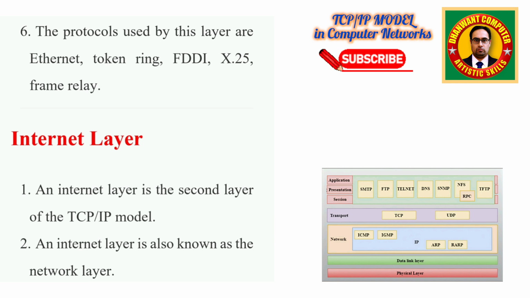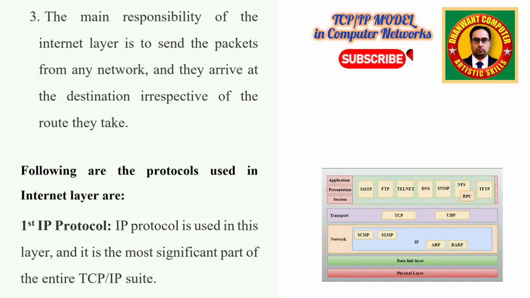Internet layer. 1. An internet layer is the second layer of the TCP/IP model. 2. An internet layer is also known as the network layer. 3. The main responsibility of the internet layer is to send the packets from any network, and they arrive at the destination irrespective of the route they take.